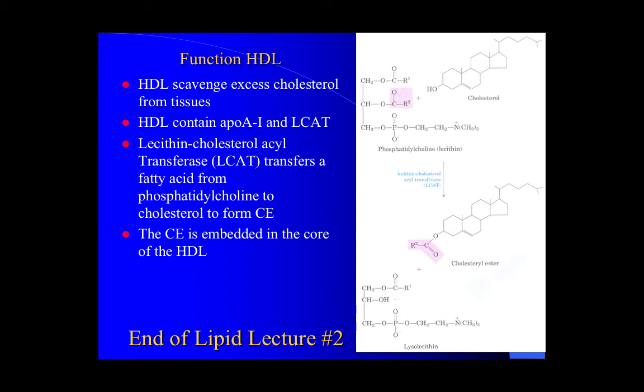Here's cholesterol. Here is phosphatidylcholine, lecithin, very common phospholipid. Very common phospholipid on the surface of HDL, and on the surface of cells. So here's cholesterol. This fatty acid from lecithin, so remember this is a phospholipid, got fatty acid right here. LCAT takes this fatty acid and adds it to cholesterol. So you end up with a cholesterol ester and a lysolecithin. So LCAT stands for lecithin cholesterol acyltransferase, which basically means it takes a fatty acid from lecithin, transfers it onto cholesterol.